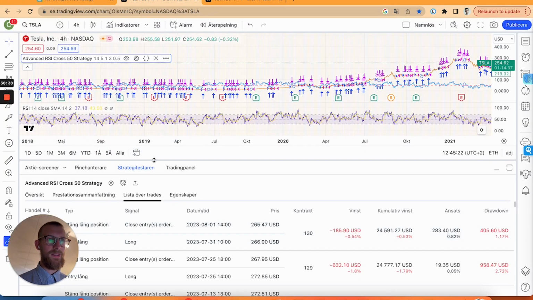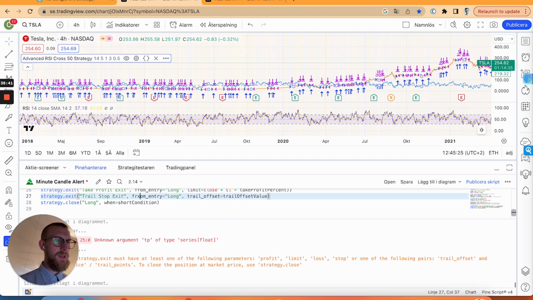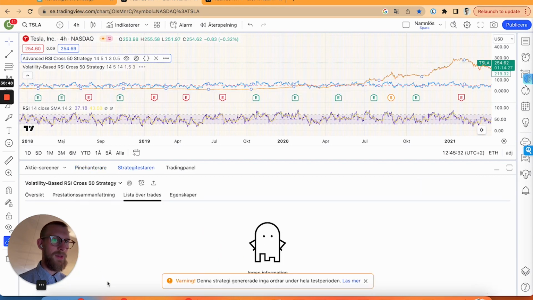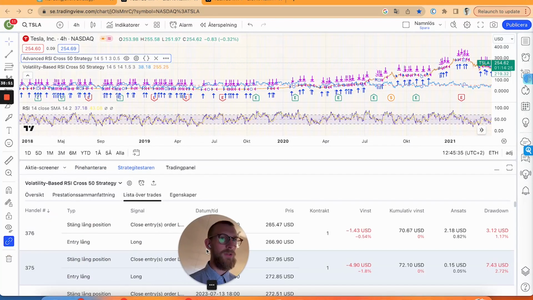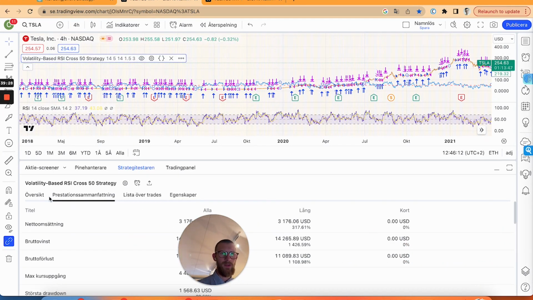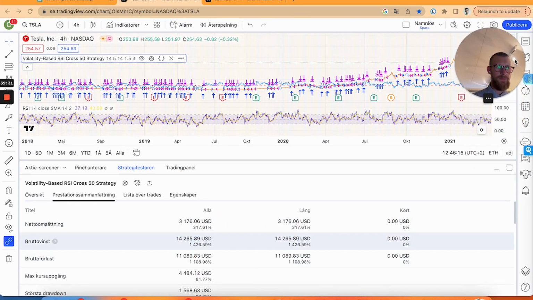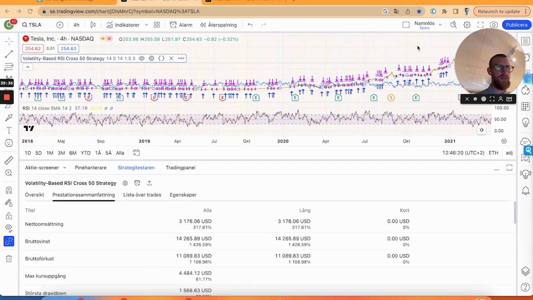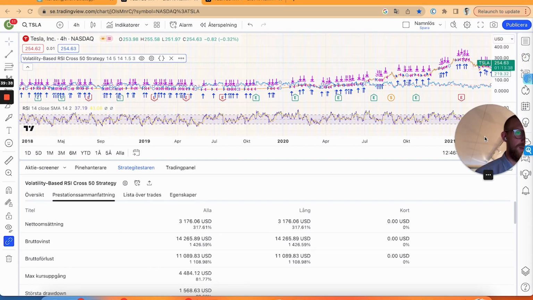So let's add it to the plan editor. Boom. Add the diagram. It worked. No errors. We're gonna remove this one and let's go. Well, it still did perform quite poorly. We're at 317% now.